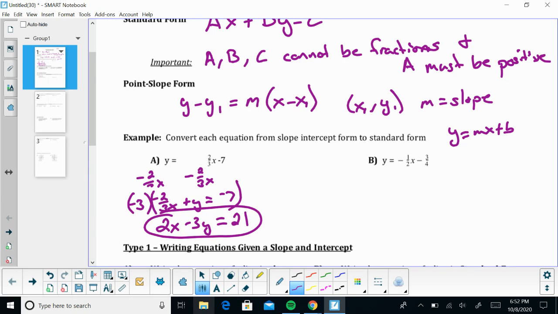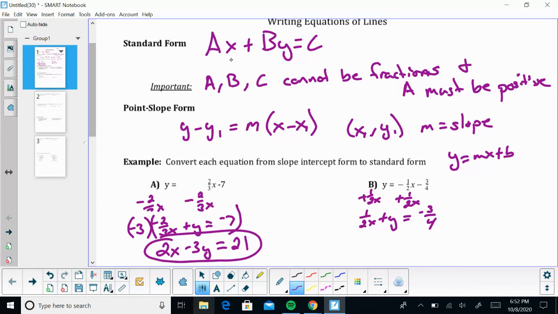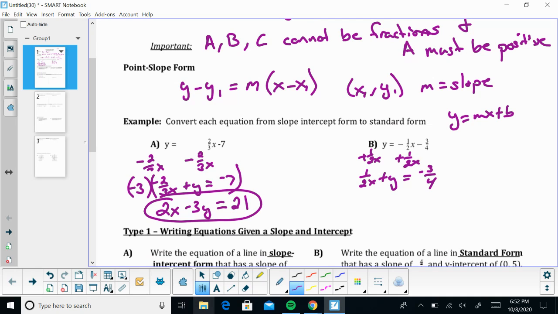Looking at example B, the first thing I'm going to do is add 1/2 x. So I'll have 1/2 x plus y equals -3/4. Remember, in standard form, my x and y are on the same side. Now I need to get rid of the fraction. To get rid of my fraction here, I'm going to multiply the whole equation by the denominator of the fraction, which would be 2. X is not negative, so I don't have to worry about that.